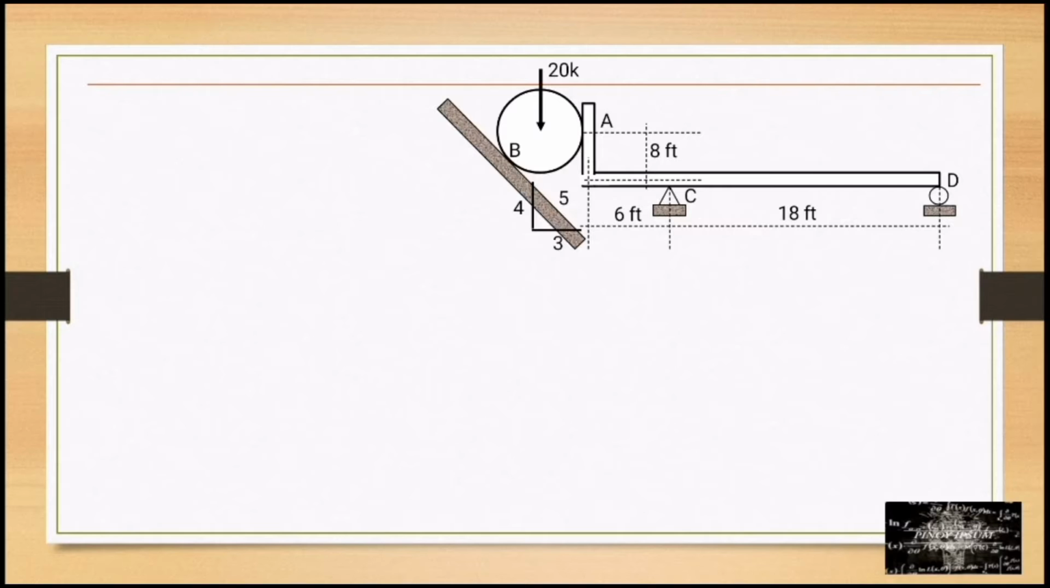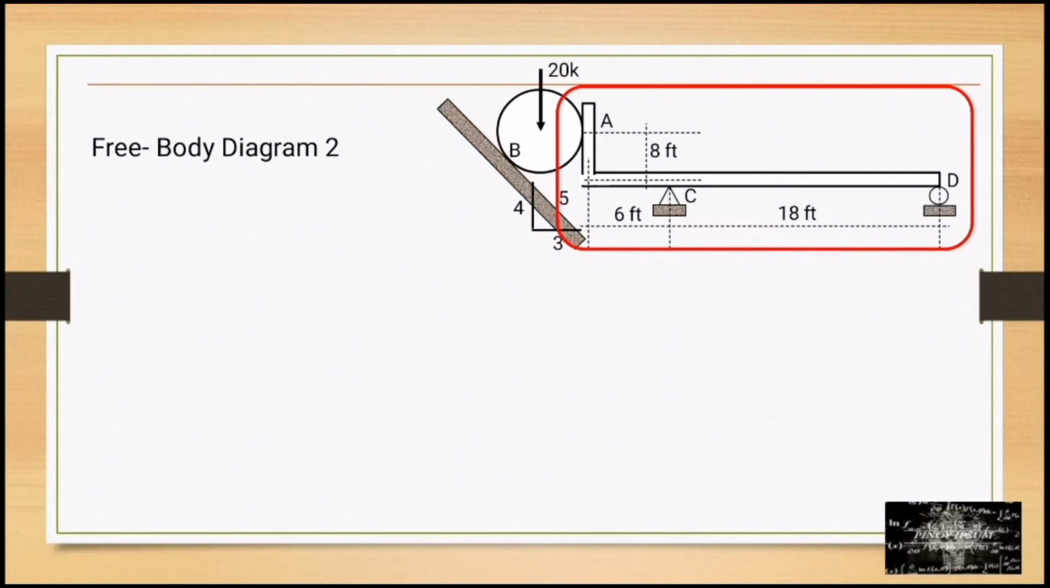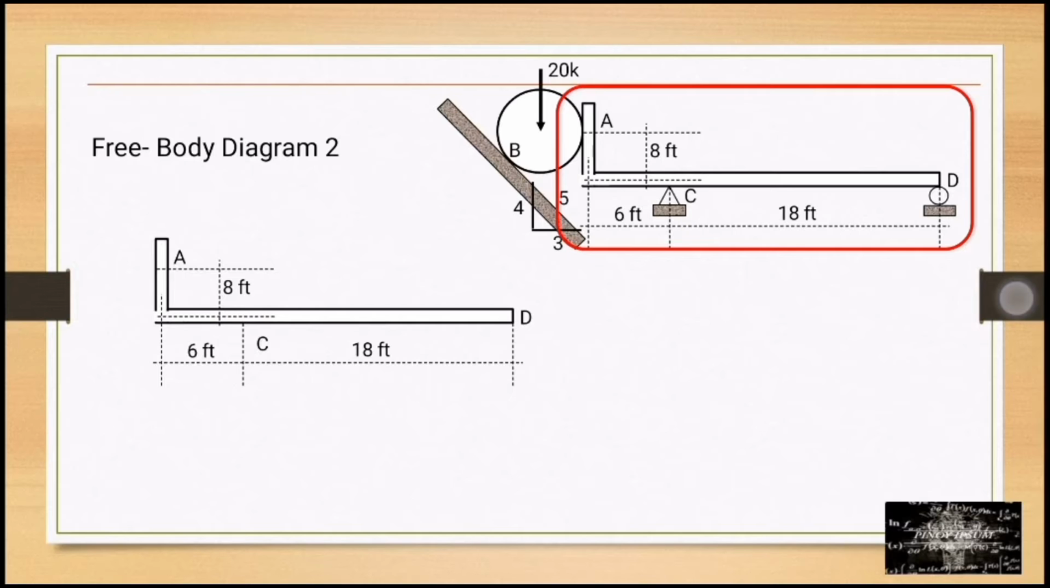Now, sa frame naman, so we have free body diagram number 2. Ito ang frame. Then, sa point A, we have 26.66 kips. Then, sa point C, since naka-pin, so we have horizontal and vertical component ng reaction, no? So, we have CY, then CX. Then, sa point D, since naka-roller, so vertical reaction lang, or RD, no? Okay.